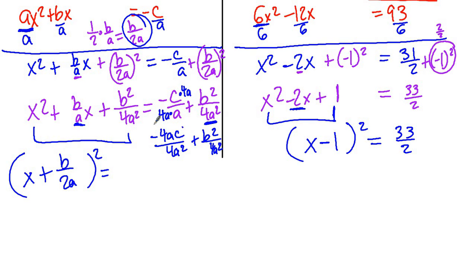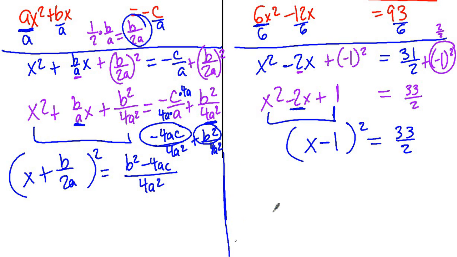And all I'm going to do here is reverse the order of these. So I'm going to put the b squared in front. I'm going to put the minus 4ac to the other side. And there is our 4a squared. So now both sides look very similar.